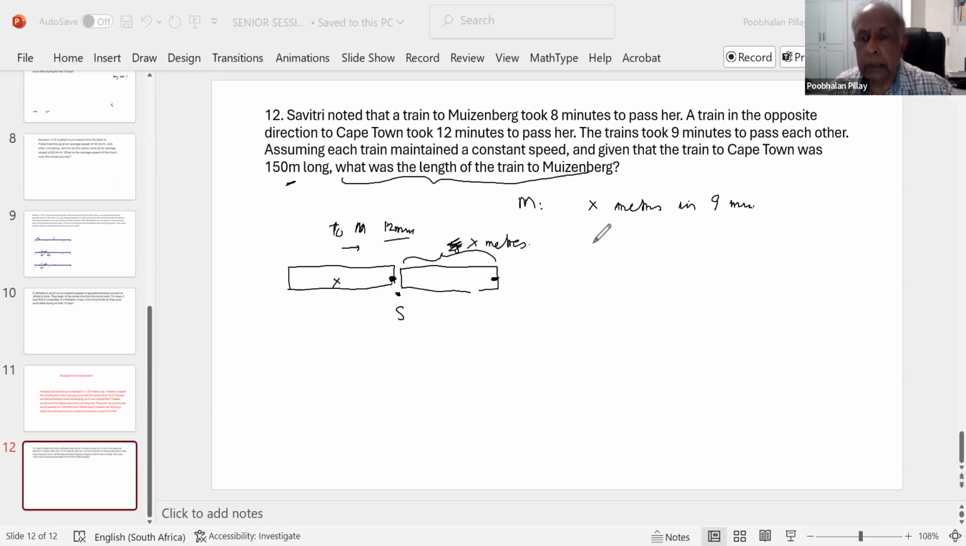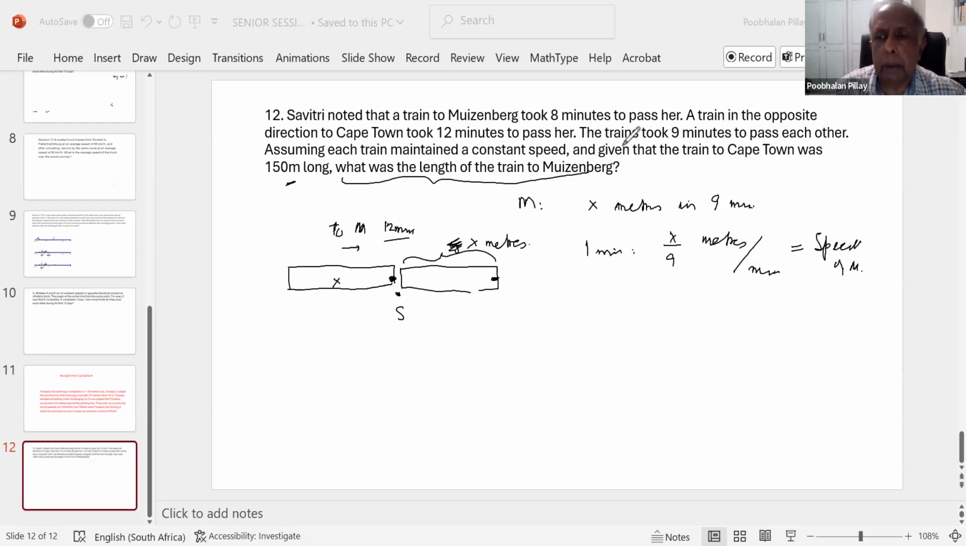So therefore, in 1 minute, it'll cover x over 9 meters per minute. Now this is your speed, you see. Speed is distance over time. So this is the speed, equal to the speed of the Muizenberg train. All right. Now let's see.